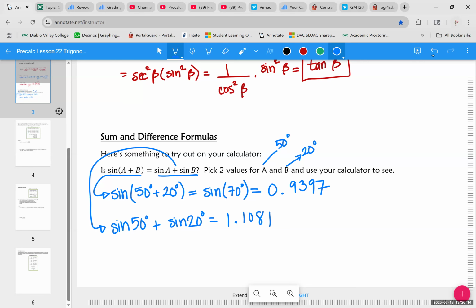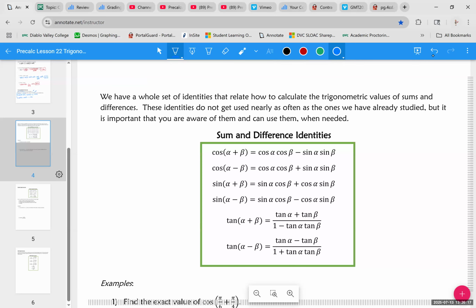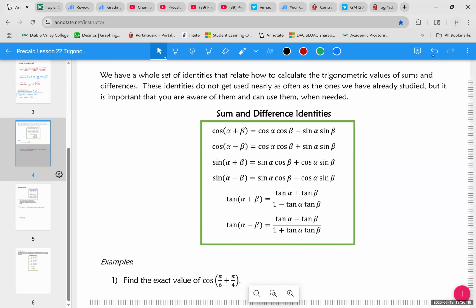So we end up with some formulas on the next page. We have a whole set of these identities that tell us how to do the cosine, the sine, and the tangent of two angles added together. To be honest, we do not use these nearly as often as the other identities that we've just discussed in the last video and some that are coming up in the next video. So mostly you need to be aware that these exist, that you cannot just do cosine alpha plus cosine beta. You have to use a formula, but you do not need to memorize these formulas.